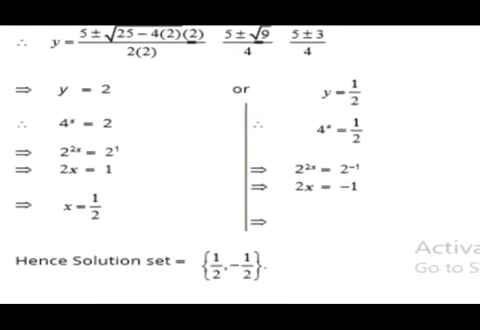And here 2 raised to power 2x is equal to 1 over 2. We can write 1 over 2 as 2 raised to power minus 1. Therefore we compare their powers, 2x is equal to minus 1, therefore x is equal to minus 1 by 2.